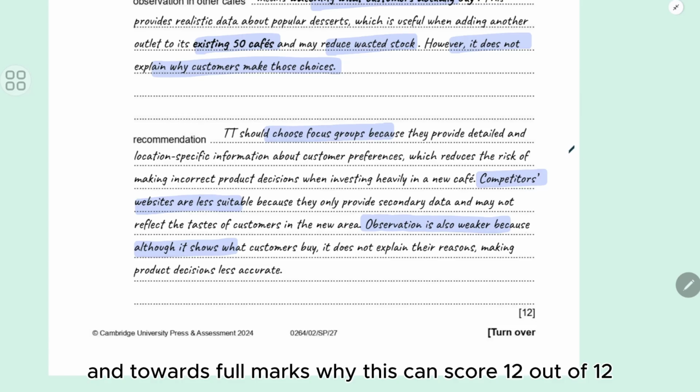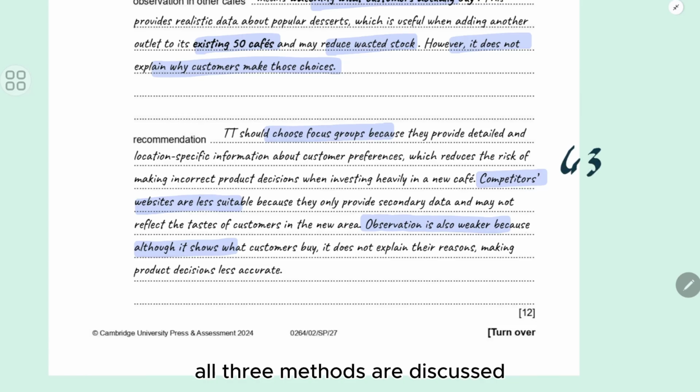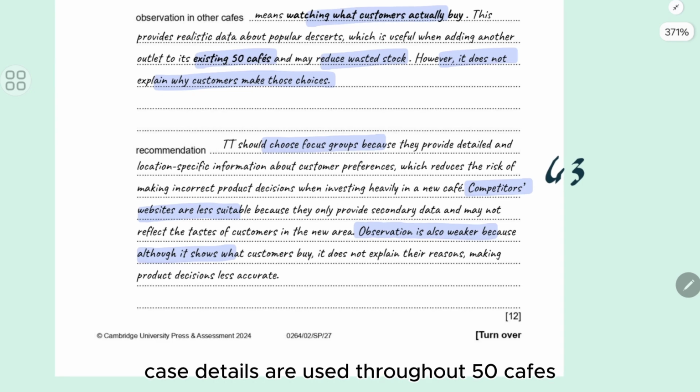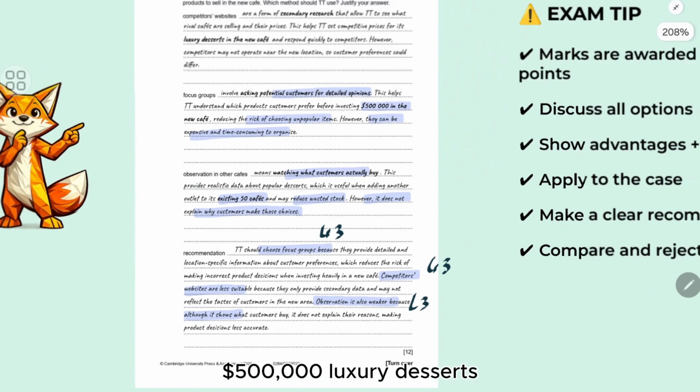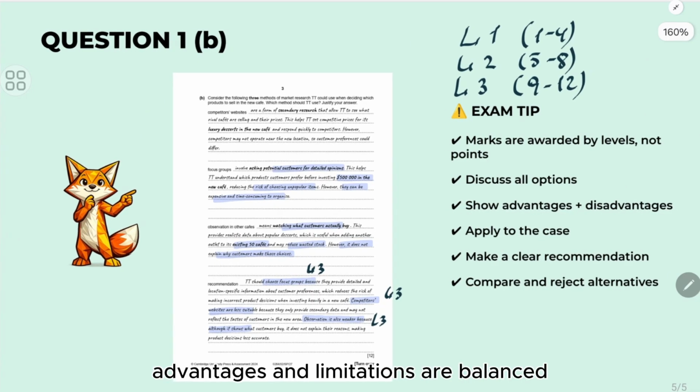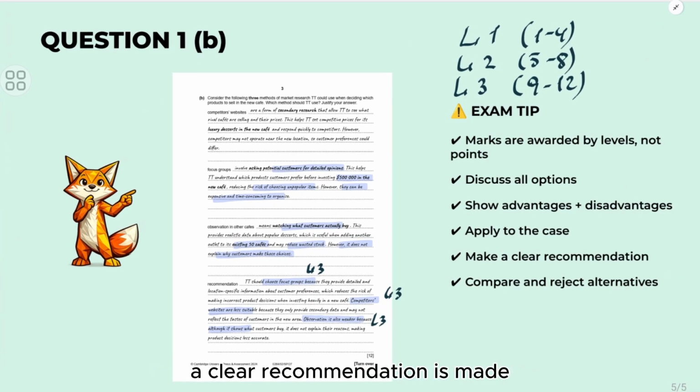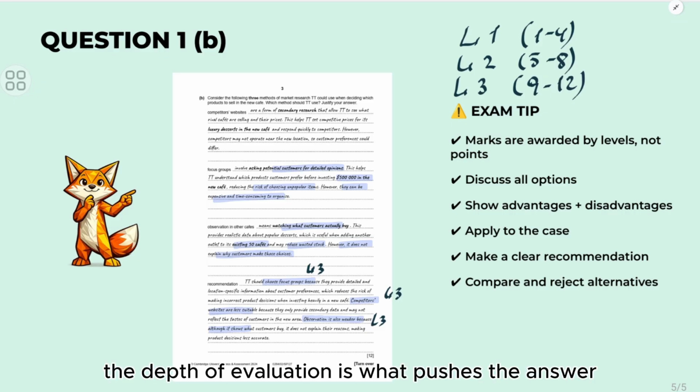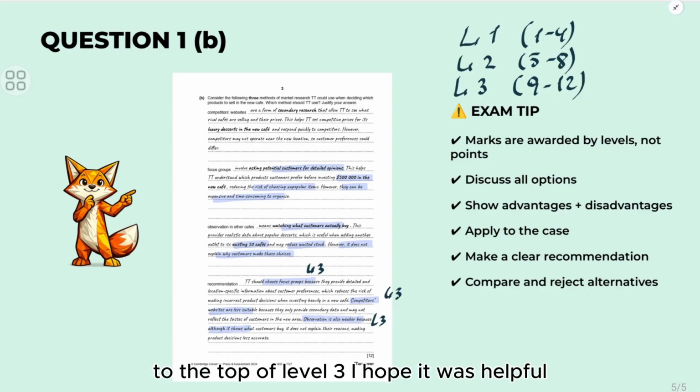Why this can score 12 out of 12? All three methods are discussed. Case details are used throughout: 50 cafes, $500,000, luxury desserts. Advantages and limitations are balanced. A clear recommendation is made, and the other options are directly rejected. The depth of evaluation is what pushes the answer to the top of level 3.